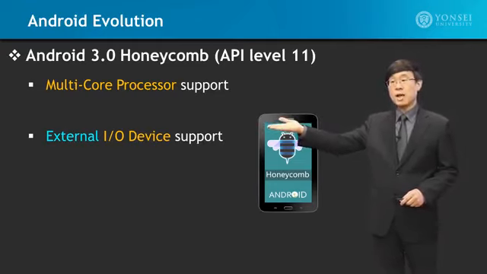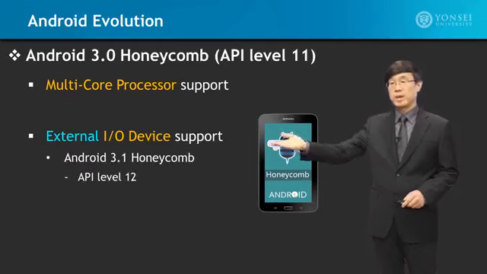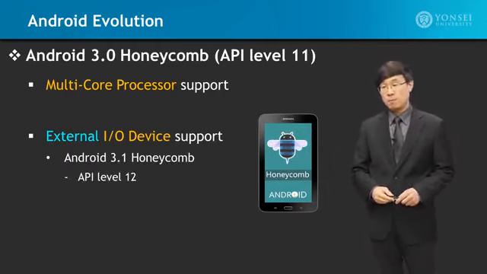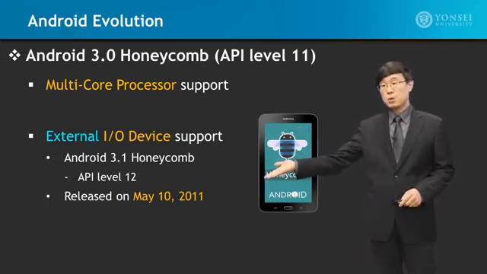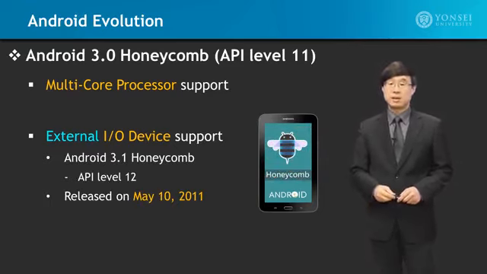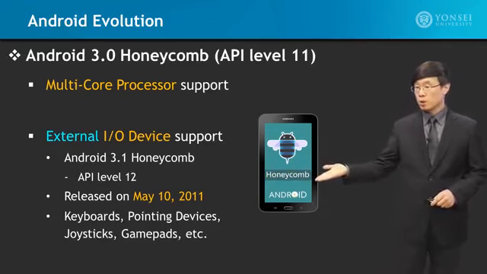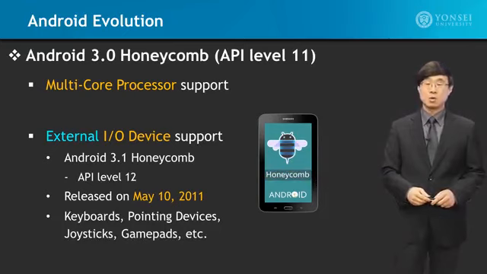Then, external I/O device support, input-output device support, was enabled through Android 3.1 Honeycomb, which had an API level of 12. This was released in May of 2011, in which keyboards, pointing devices, joysticks, and gamepads were supported.